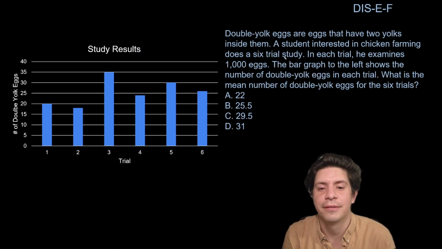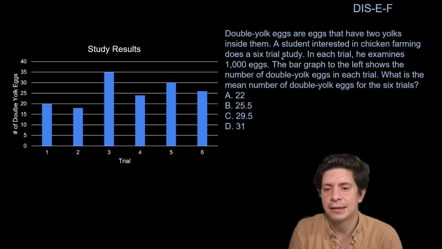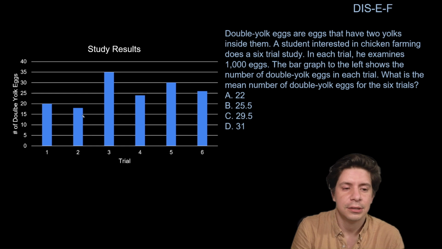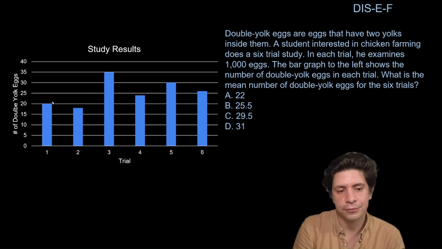All right, so here we have another one. Double yolk eggs are eggs that have 2 yolks inside them. A student interested in chicken farming does a 6-trial study. In each trial, he examines 1,000 eggs. The bar graph to the left shows the number of double yolk eggs in each trial. What is the mean number of double yolk eggs for the 6 trials? So we're given the number of double yolks for each trial.